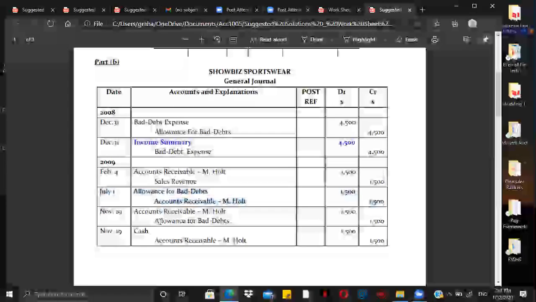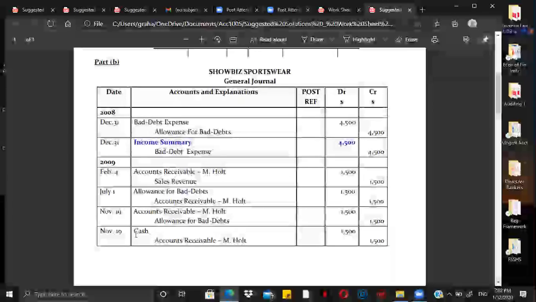We're moving on to November 19th. This is where now we basically got back the amount that we thought was going to be bad debt. So we have to do two entries here. Remember that we wrote it off. So basically we have to put it back because we took it out, we wrote it off. So now we have to put it back first and then do something else.